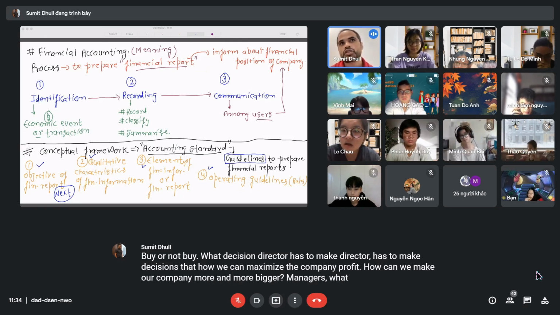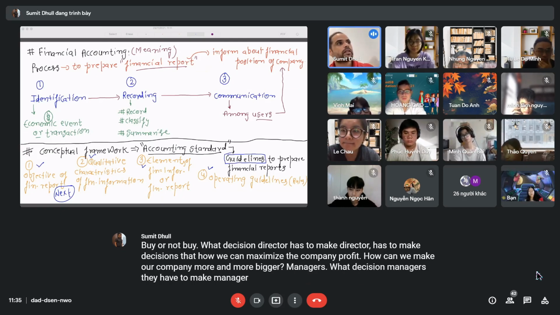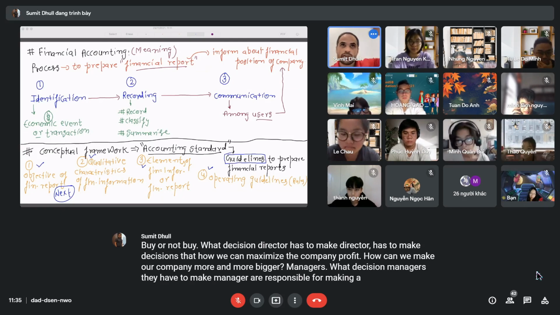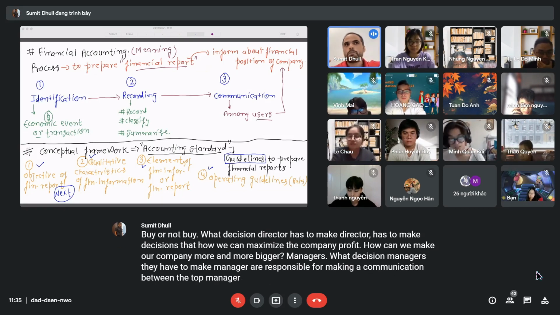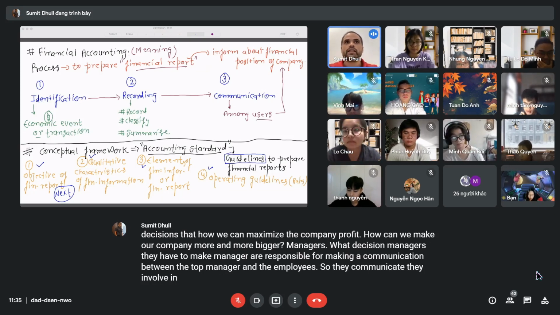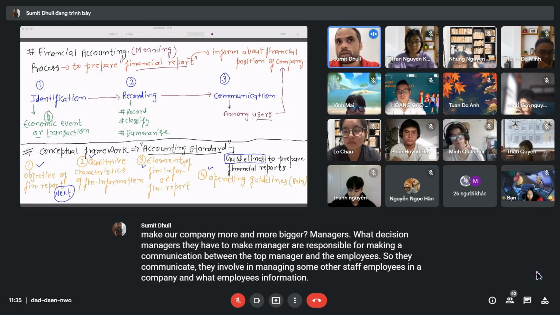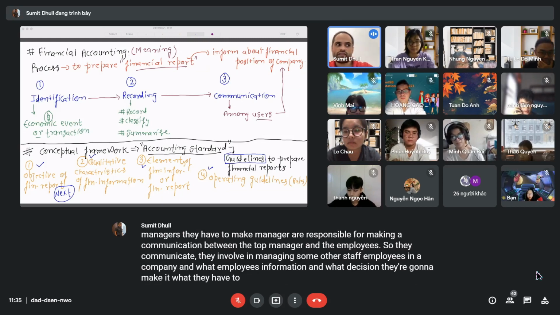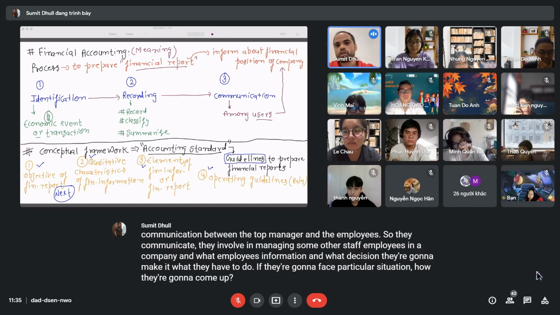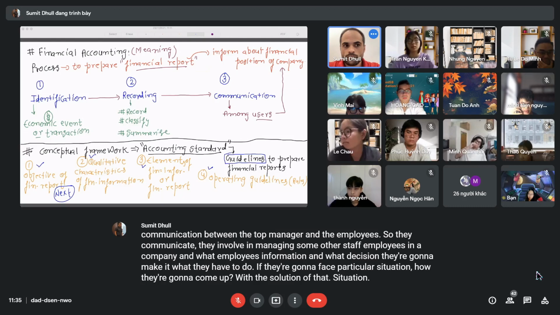Managers, what decisions do managers have to make? Managers are responsible for communication between the top manager and the employees. They are involved in managing other staff and employees in a company. And what information employees need and what decision they're going to make, what they have to do if they face a particular situation, how they're going to come up with a solution to that situation. All right. Yeah, thank you.